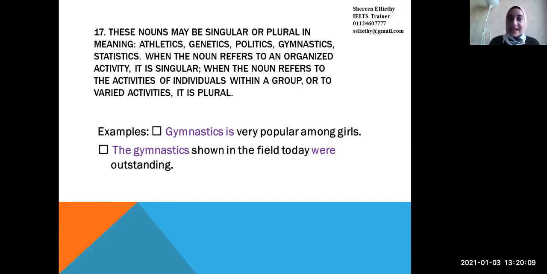However, let's look at the second example. The gymnastics shown in the field today were outstanding. Why did I use a plural verb here? Because here the noun refers to activities of the individuals of the group, or it means varied activities. Gymnastics, varied activities shown in the field today were outstanding. Very good.